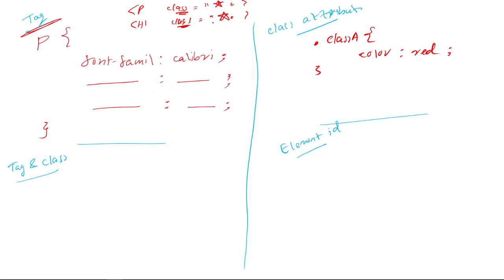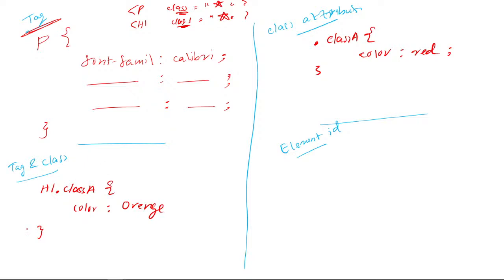Wherever I have the class A, the color should be red. Both tag and class: if I have an H1 tag with class A, then the color of that H1 tag should be orange. I'm using the same tag so that it's easy to identify the difference, right?